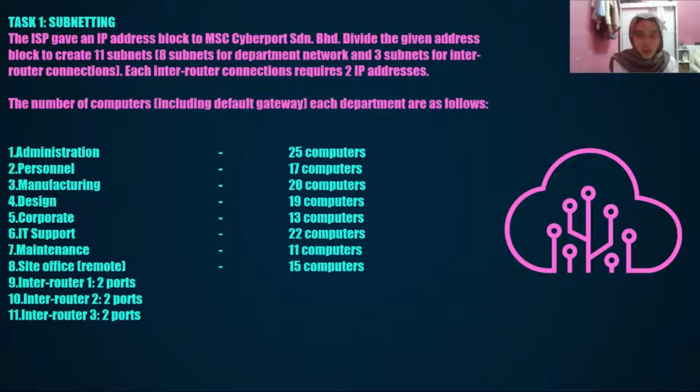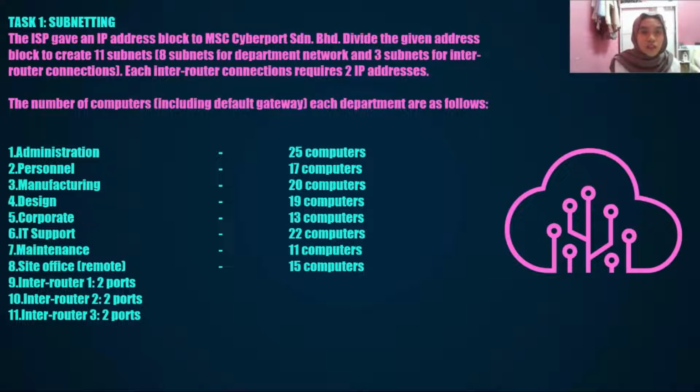So task 1, which is subnetting. This is the question that has been given: the ISP gave an IP address block to MSC Cyberport Sdn Bhd. Divide the given address block to create 11 subnets, 8 subnets for department network, and 3 subnets for inter-router connections. Each inter-router connection requires 2 IP addresses.